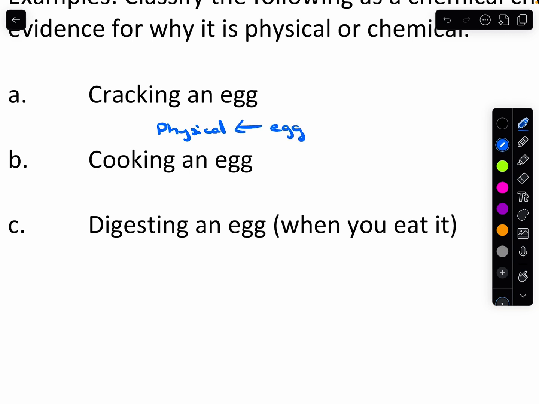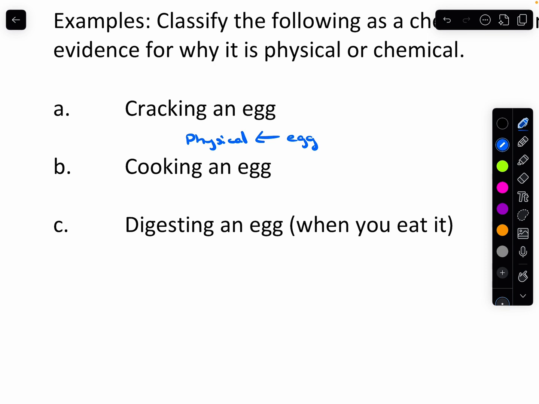Now, cooking an egg. I throw it in the frying pan and I cook it. Is the egg different somehow? Does it taste different, like a raw egg versus a cooked egg? Absolutely. So this is going to be a chemical change because we have an all new substance. I definitely don't want to eat a raw egg, but a cooked egg, I'm pretty okay with for the most part. I prefer it on a McDonald's McGriddle, but I digress.